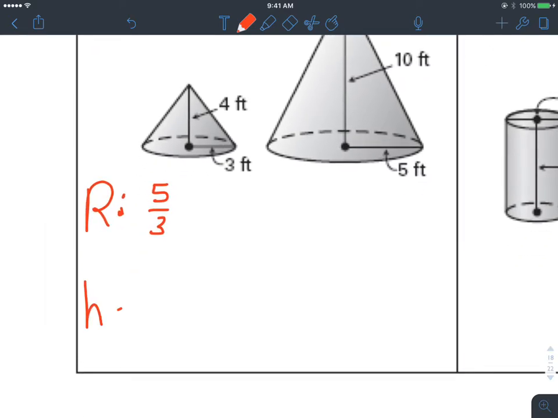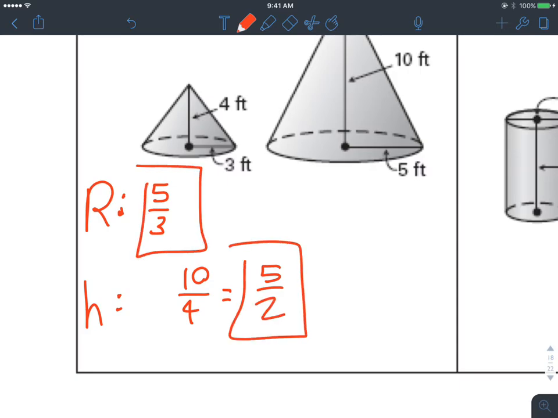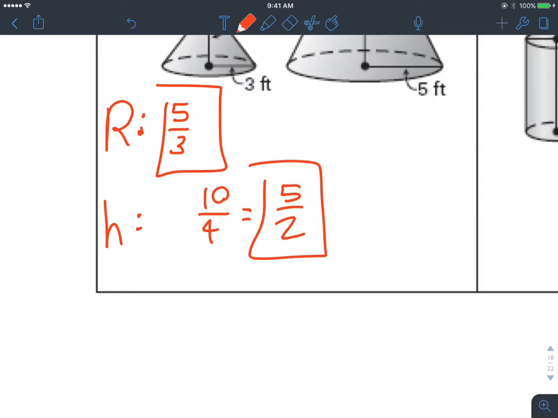And then now we'll go and get the heights. The heights, you have a 10 to 4 ratio, which reduces down, and that'd be 5 to 2. So notice that your two different scale factors between the dimensions are a little bit different, so we're going to say that these cones are not similar.